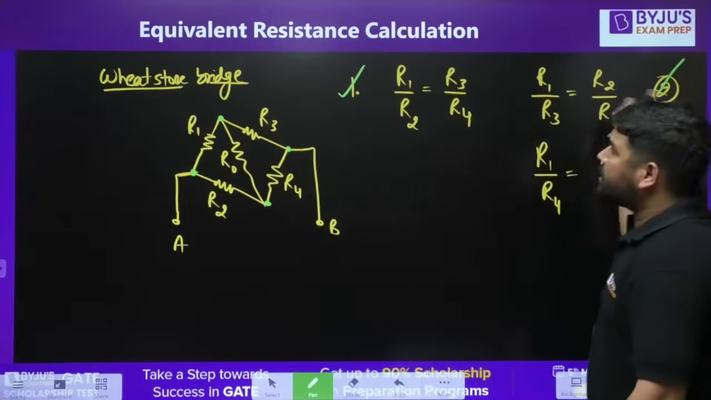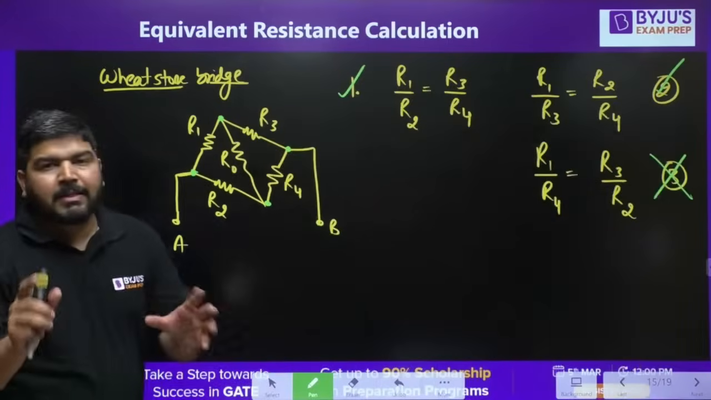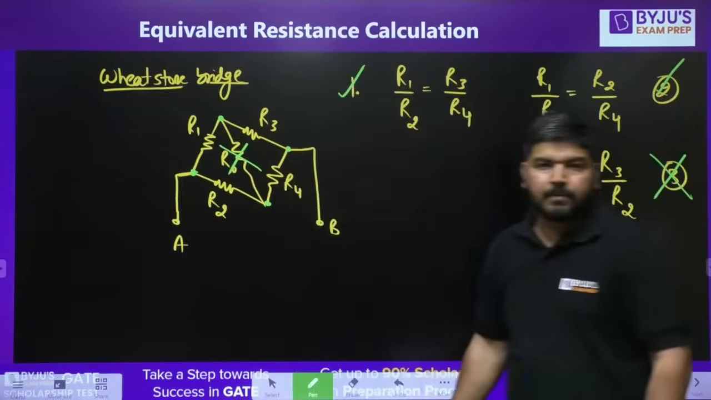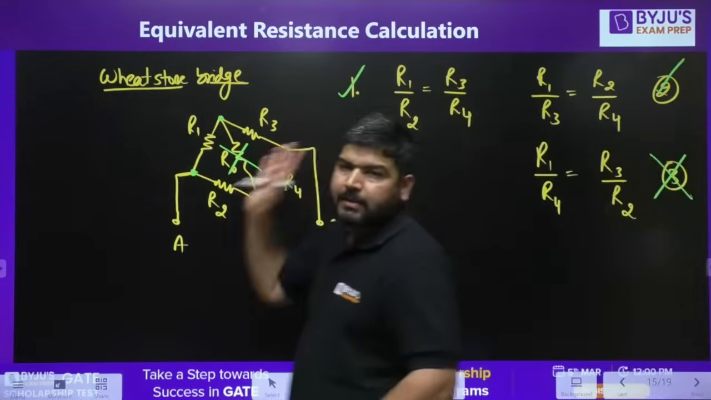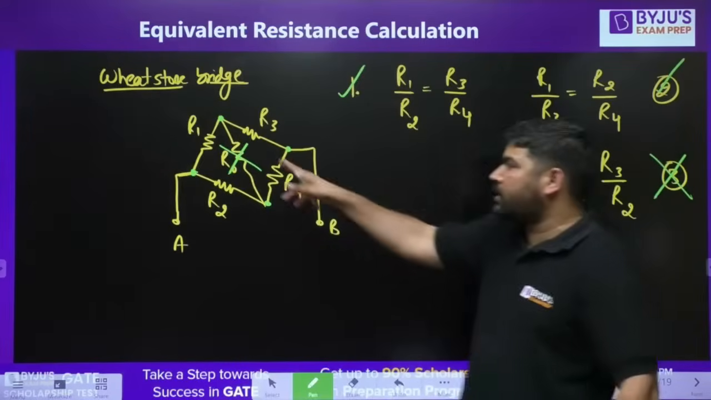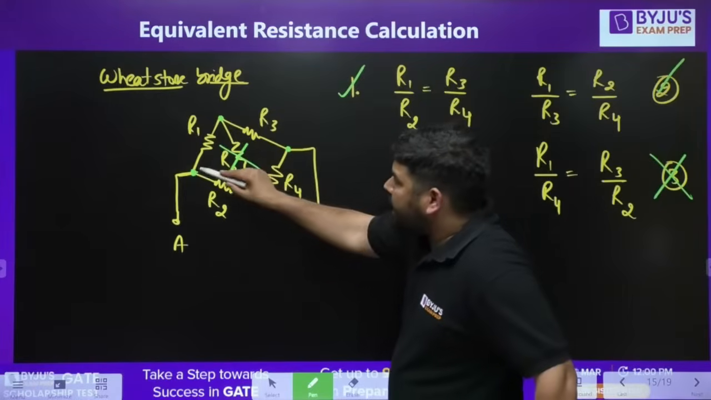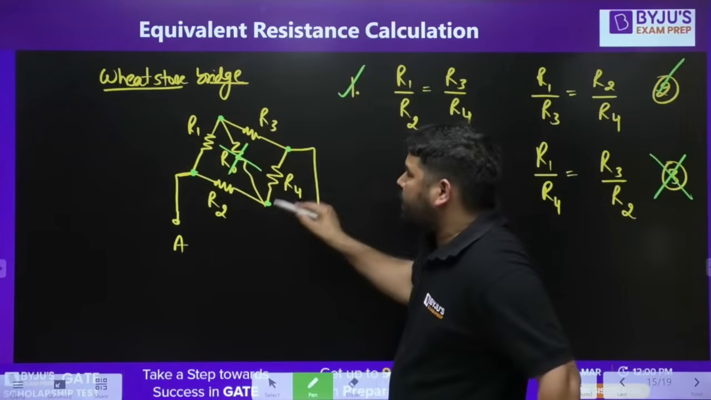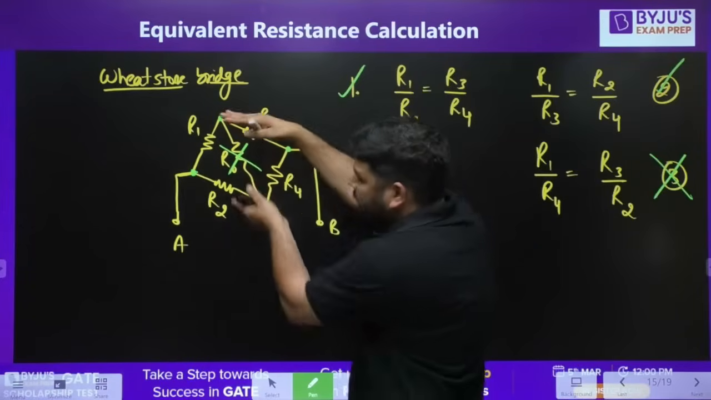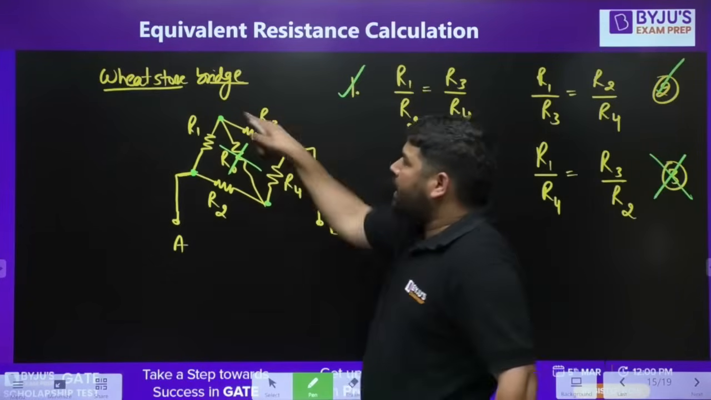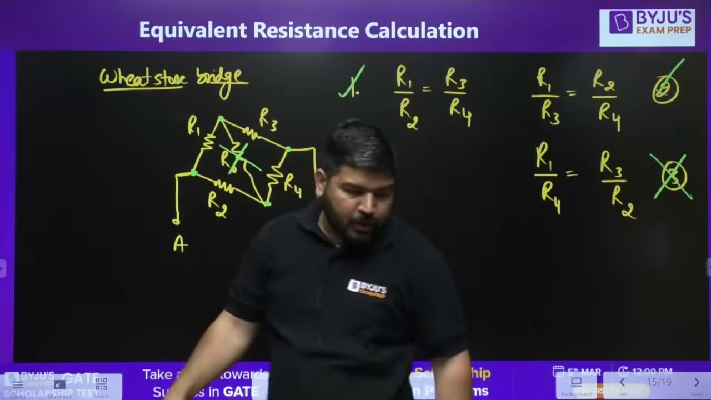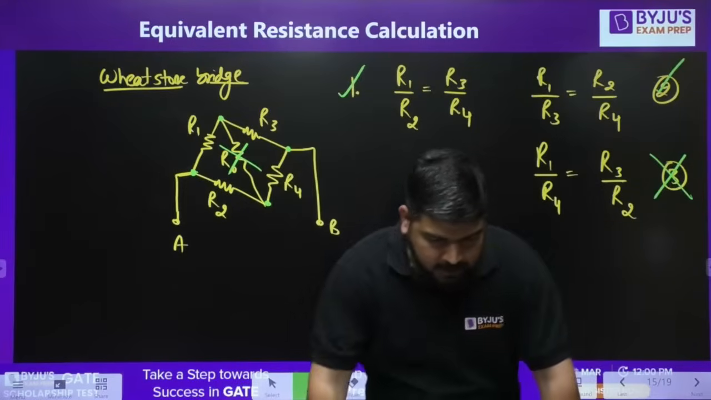We call it a balanced bridge or Wheatstone bridge. If the bridge is balanced, you can always remove this middle resistance while calculating the equivalent resistance. Now you can see that R1 and R3 are in series, R2 and R4 are in series, and the combination itself is in parallel. So you can calculate the equivalent resistance like this.